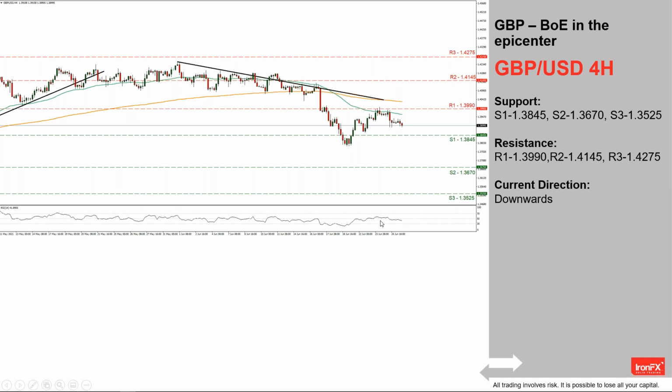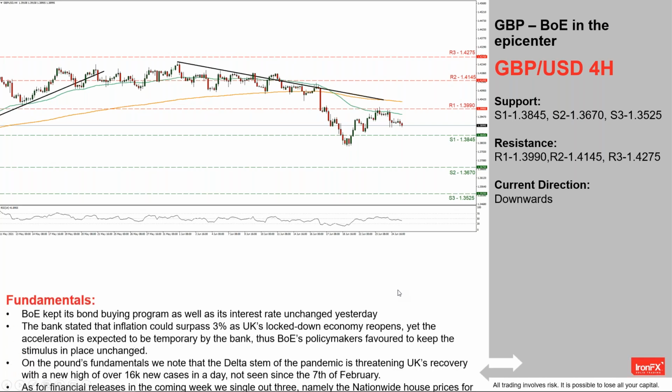Now, important levels to keep an eye out would be to the downside the 1.3845, even lower than that we have noted the 1.3670, and lower than that the 1.3525. To the upside we would highlight the 1.3990, which capped the pair's ascent on the 23rd of June. Even higher than that would be the 1.4145, which served as a support line as well as a resistance line in the past 2 months. And higher than that would be the 1.4275. Moving now to the pound's fundamentals, and with no time to waste.